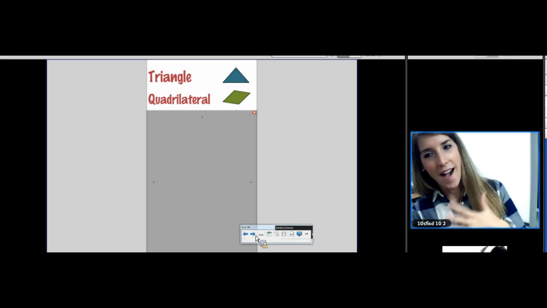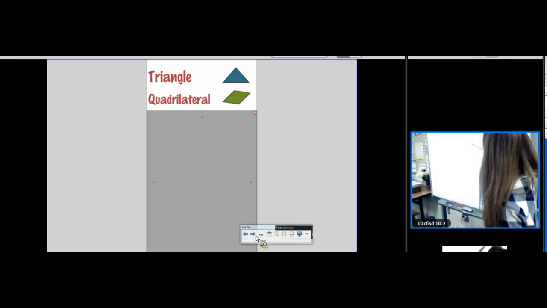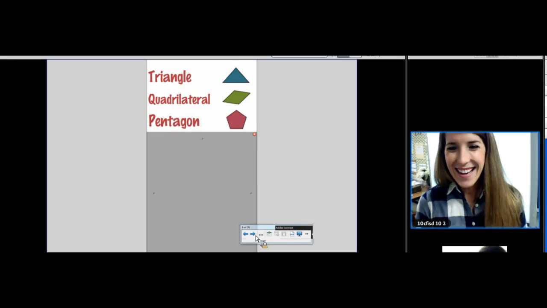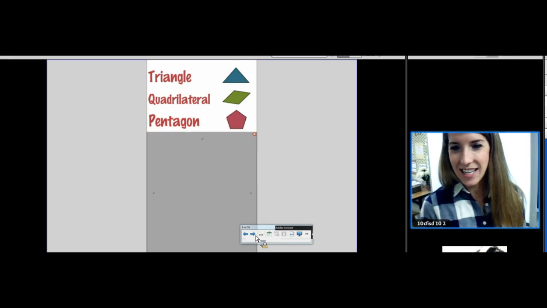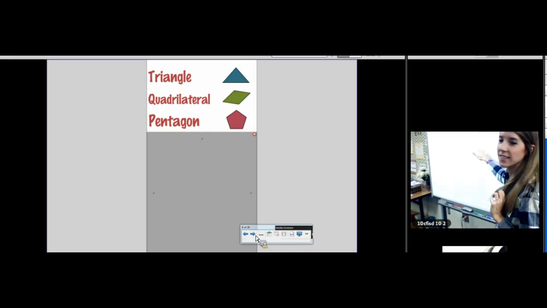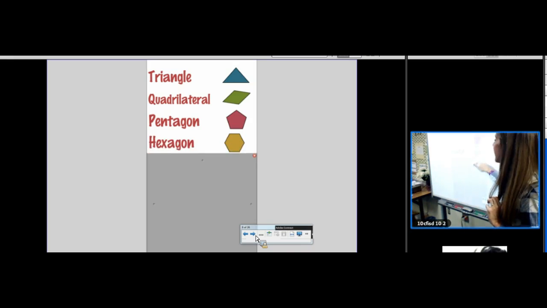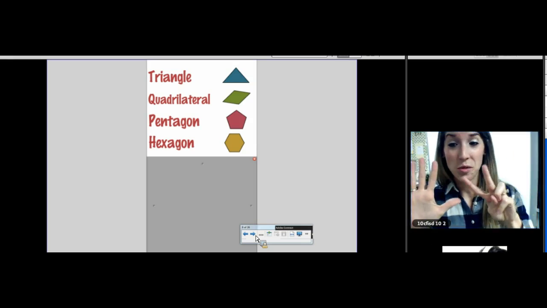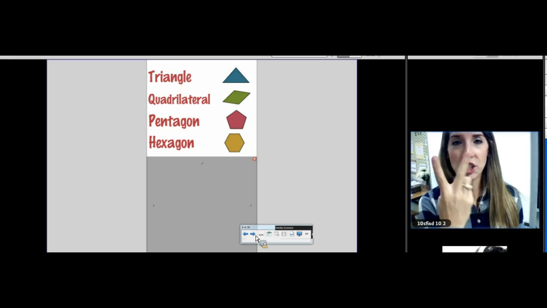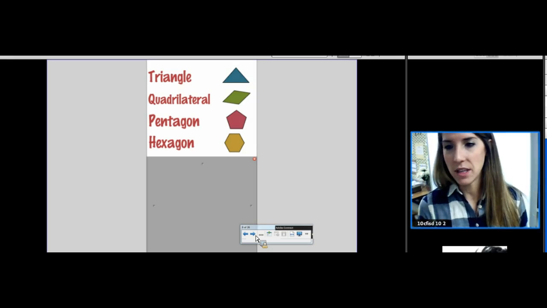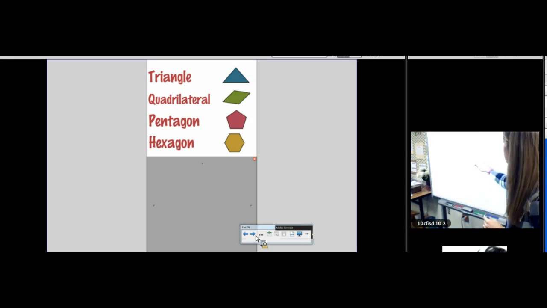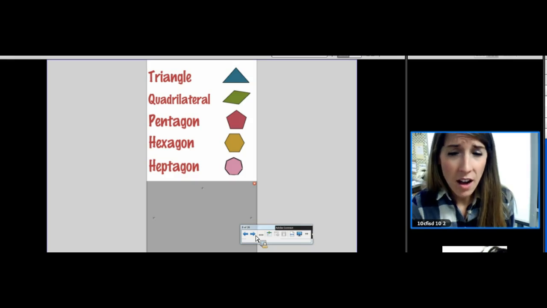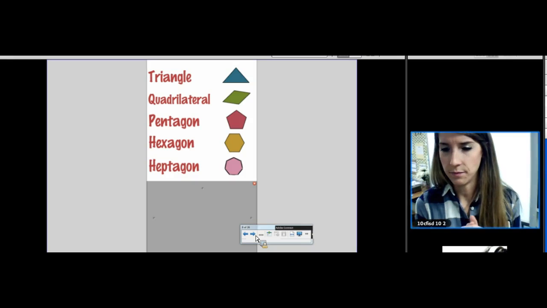If a figure has 5 sides, then it is called a pentagon. Good. If a figure has 6 sides, then it is called a hexagon. Good. Thank you for using your mic. If a figure has 7 sides, this one you don't use as much. There's 2 different words for this one. I just picked one and put it up here. Heptagon. Sometimes people refer to it as a septagon, but I use heptagon.